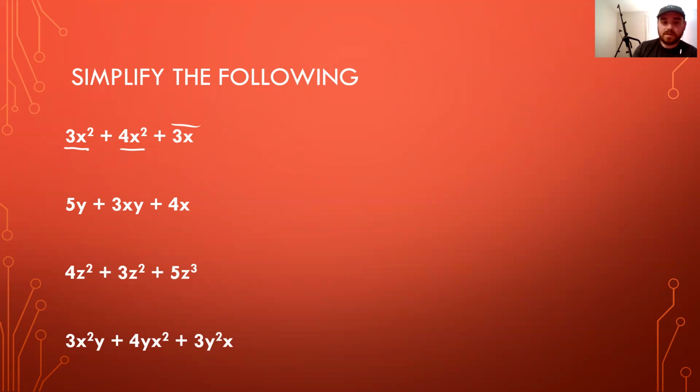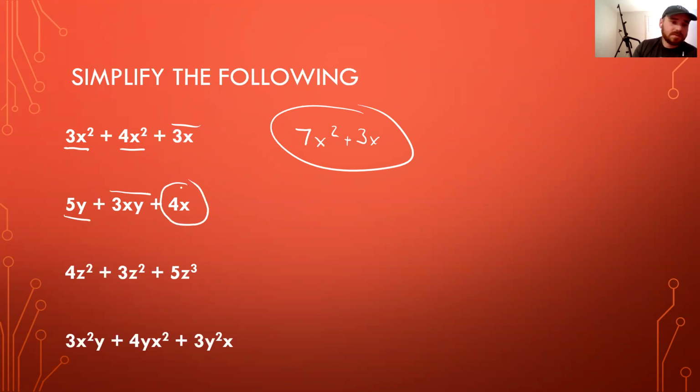So here we have 3x squared, 4x squared, and 3x. Since this one's just an x, we can't combine it. We can combine the other two straight across. So we'll get 7x squared plus 3x. That one's done. The next one, we have a y term, we have an xy term, and then we have a 4x term, which is different. So all three terms here are different. So this is just done. We don't have to do anything to this. We can't simplify it any further. That's as good as we can do.